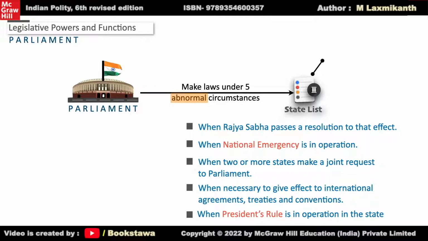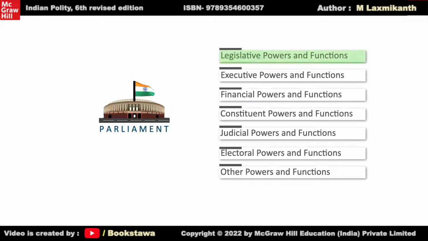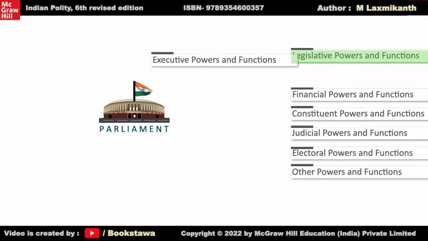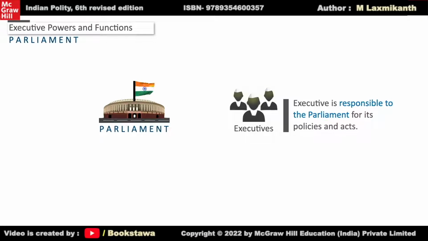At present, the State List has 59 subjects. However, originally there were 66 subjects in this list. So these were the legislative powers and functions of the Parliament. Now let's look at the executive powers and functions of the Parliament. Basically, executives are collectively responsible to the Parliament for the policies and acts.